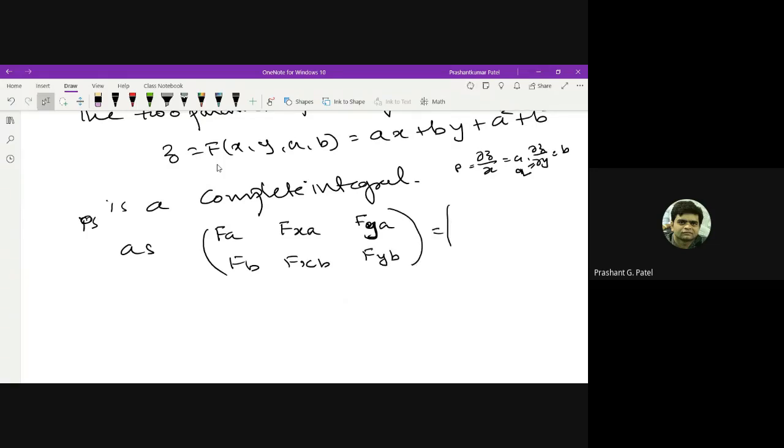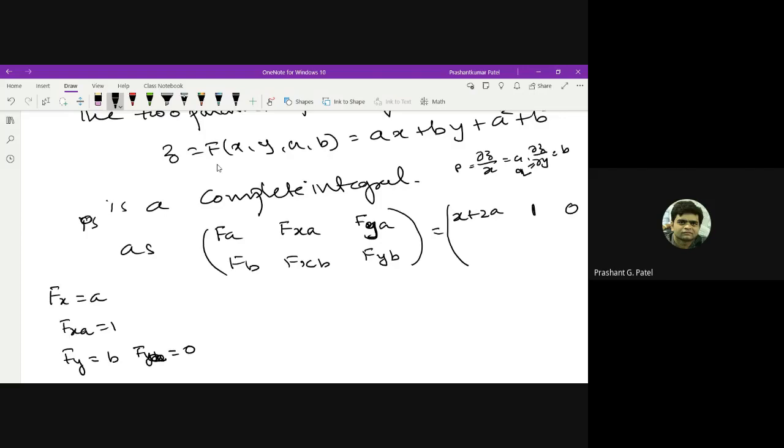What is F_a? The derivative of this with respect to a, that is x + 2a. What is F_x? F_x is a, that is the derivative of this with respect to x, and then you are differentiating with respect to a. So F_xa is 1, so this will give me 1. And what is F_y? F_y is b, and differentiating with respect to a, F_ya is 0. So this will be 0.